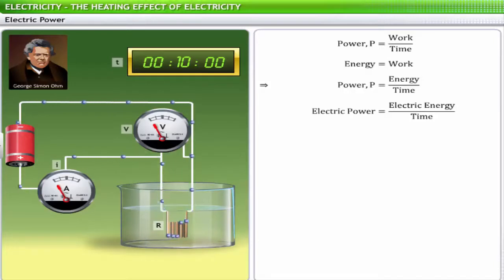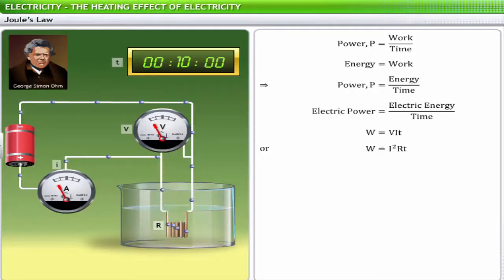When an electric current flows through a conductor, the rate of consumption of electricity by an electric circuit is also the rate of dissipation of electrical energy in the form of heat through the conductor. We have seen earlier that electrical energy is expressed as W is equal to VIT, or W is equal to I square RT.